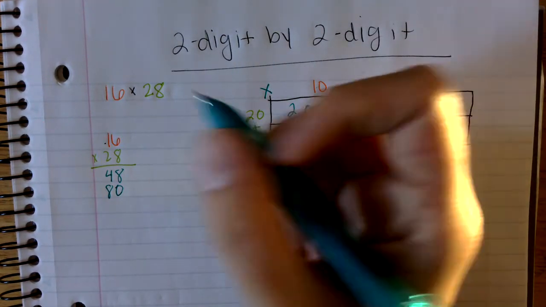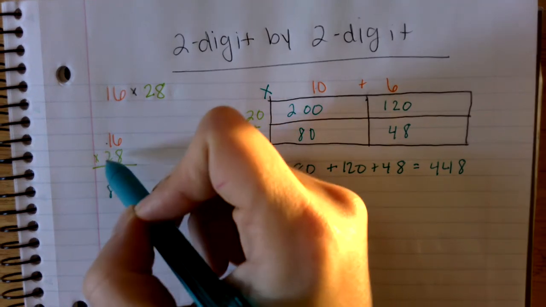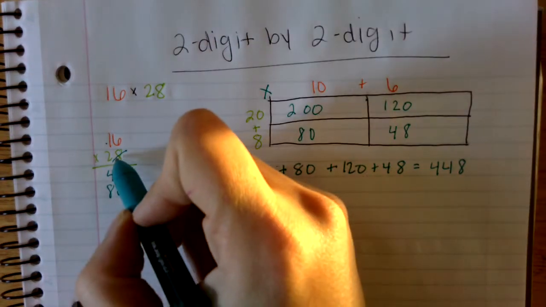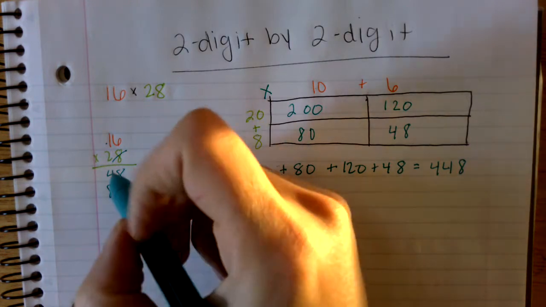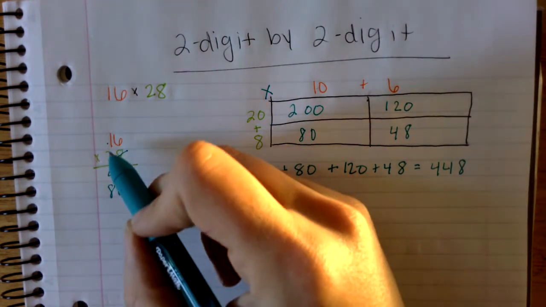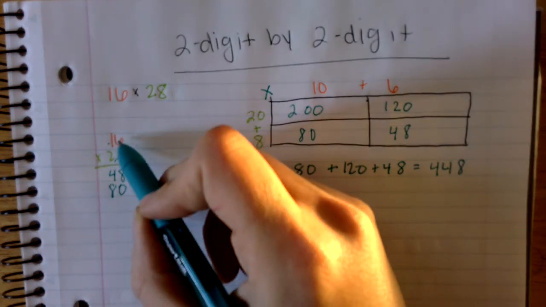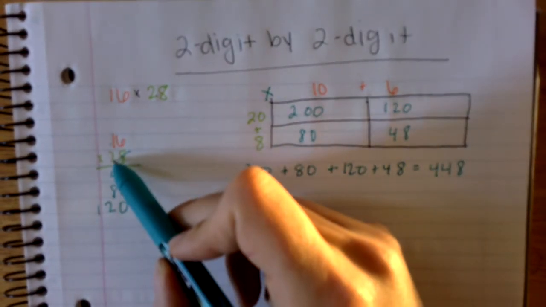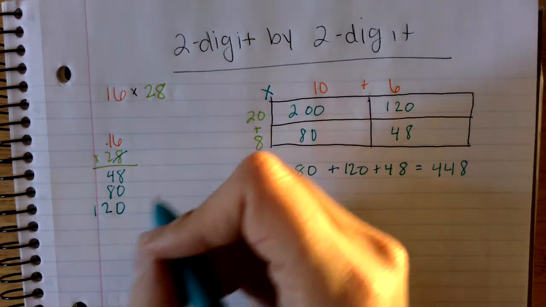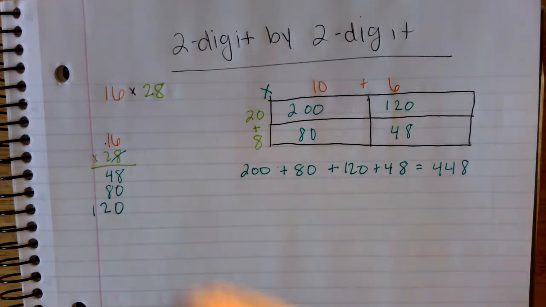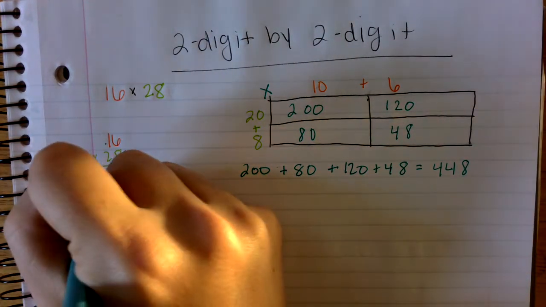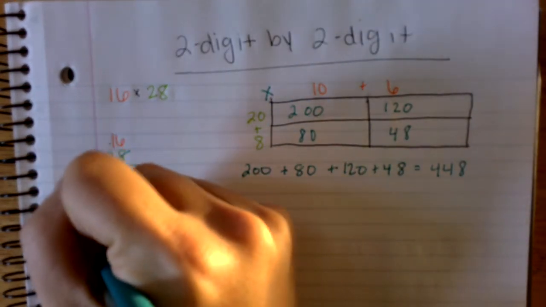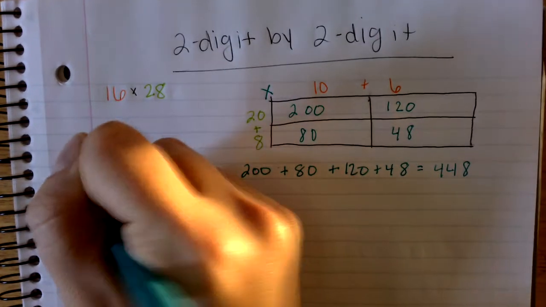Okay. Well, then I'm not finished because I've got to start the 2 now. I've done the 8. So now I've got to multiply the 2 by each digit. This 2 is actually 20. So 20 times 6 is 120. 20 times 10 is 200. Add all those together, you get 448.